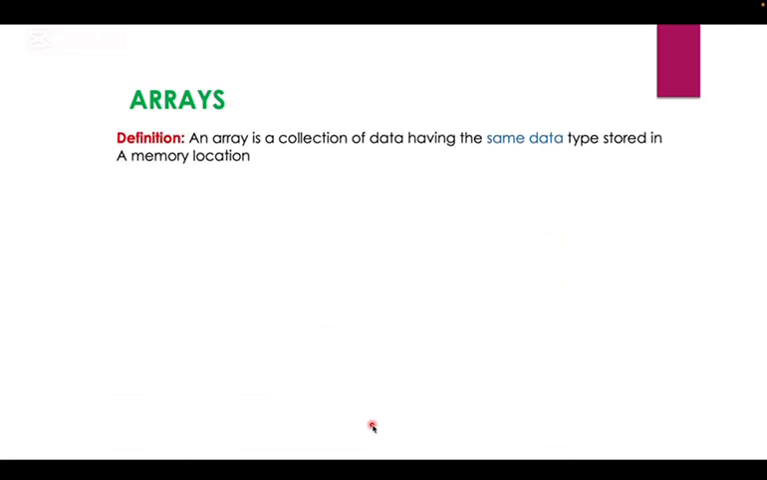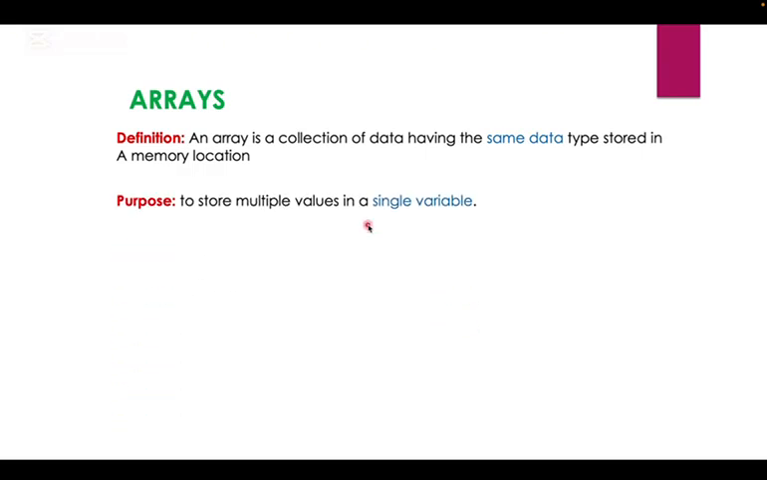What is an array? An array is a collection of data having the same data type stored in a memory location. So an array is a collection of data that all have the same data type. Therefore, you cannot store elements of different data types in an array. For example, if you have elements that have a data type of string, and another element having a data type of integer, you cannot store both strings and integers in the same array. An array is a collection of data of the same data type stored in a memory location.